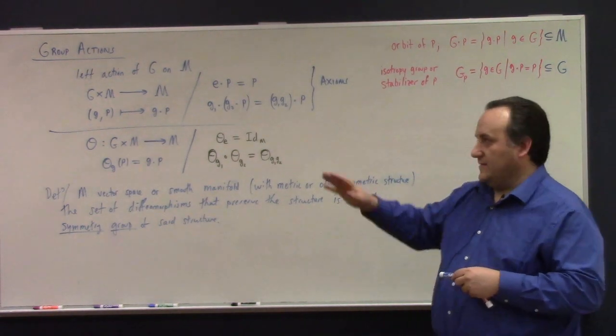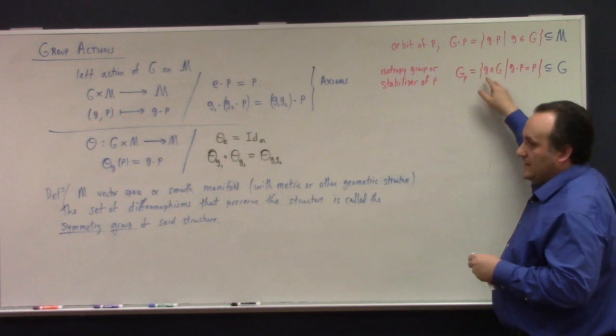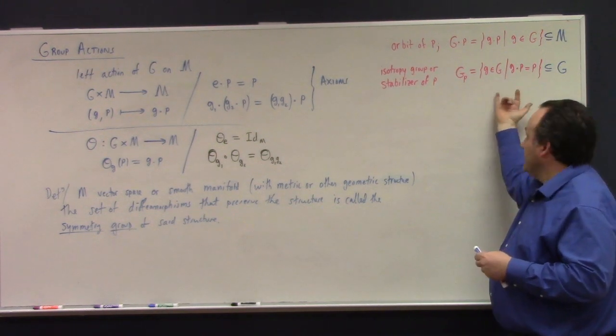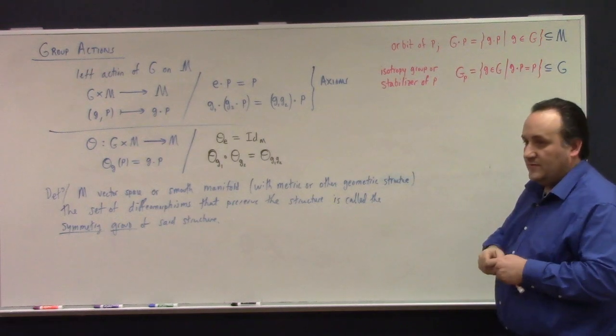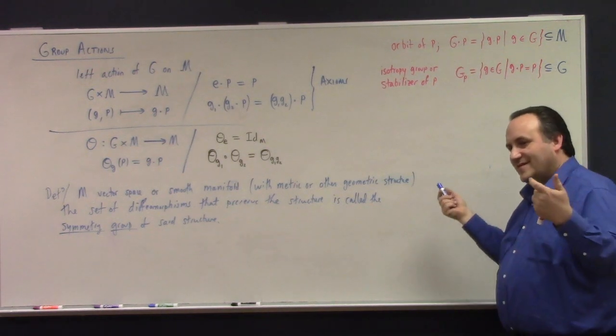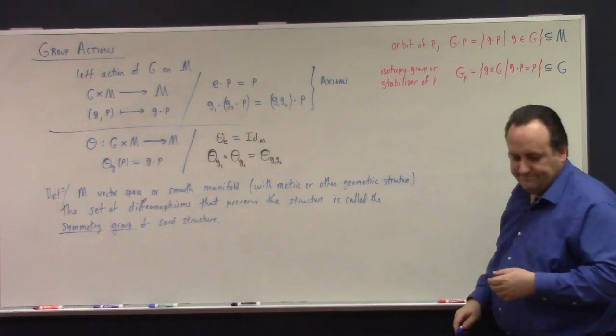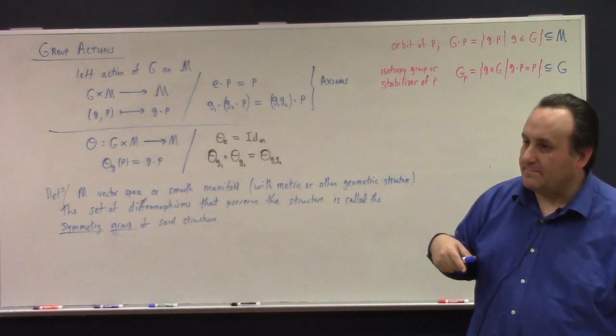Notice that by axiom, the identity element is always in the isotropy subgroup. Oh, a subgroup, it's a subgroup. You can prove that that's a subgroup, yeah.